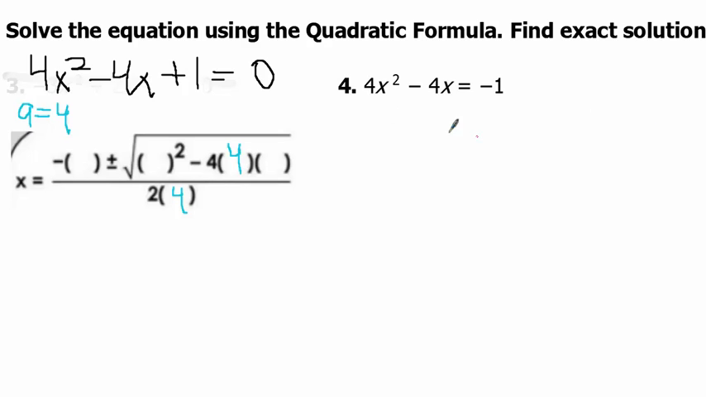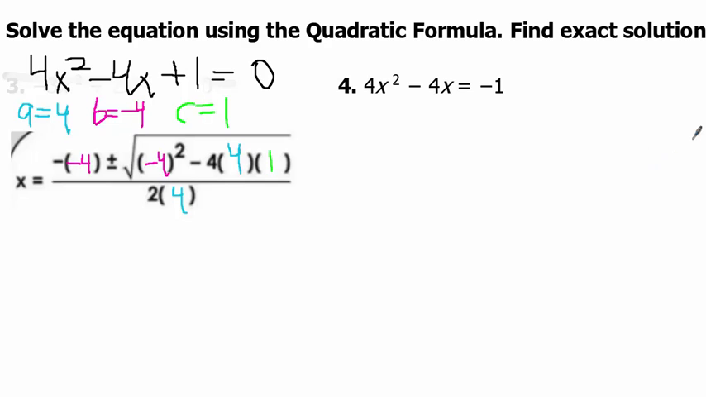B is a negative 4. That will be important here. And negative times a negative will be a positive. And my last term, C, is now positive 1 right here.